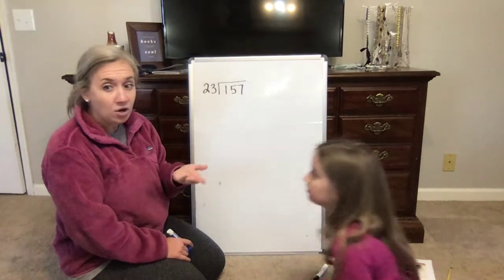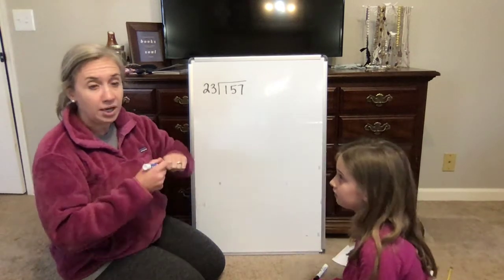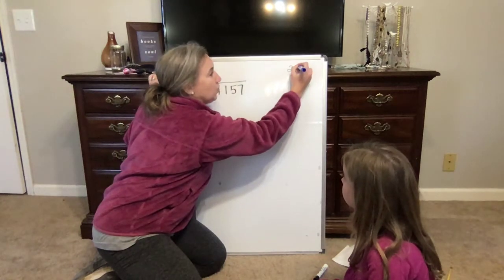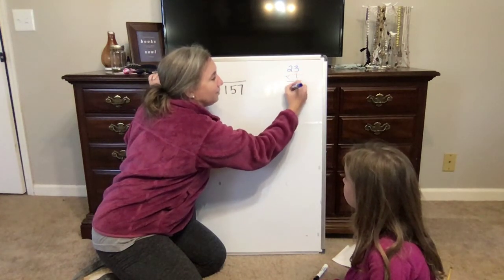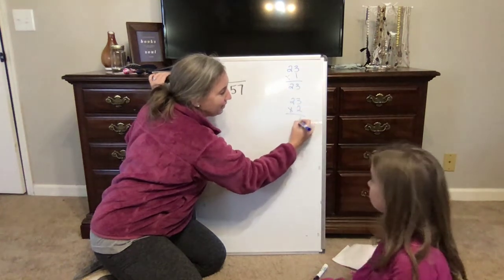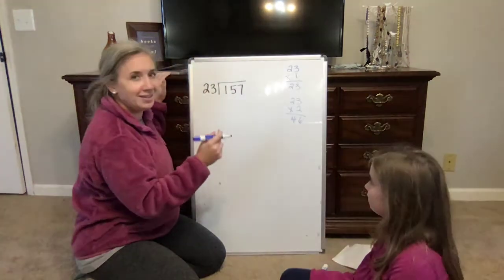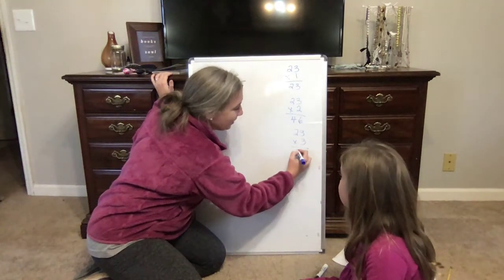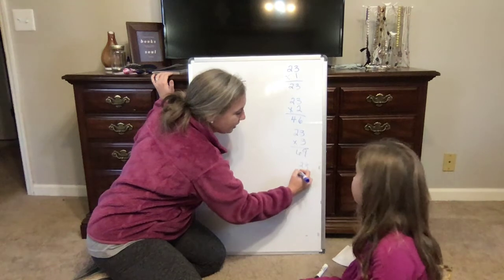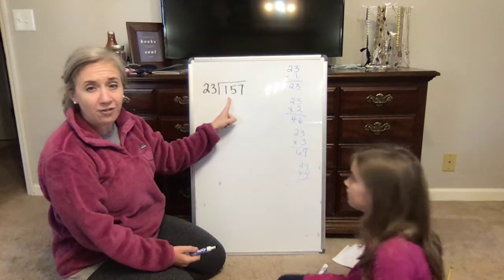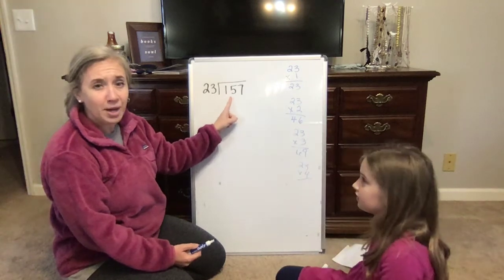Now, the way that all of us probably grew up trying to learn this is we would go down the side of the paper and we would say 23 times 1 is 23. 23 times 2 is 46. 23 times 3 is 69. 23 times 4. Now look at this, you guys. I'm still really far away from 157.